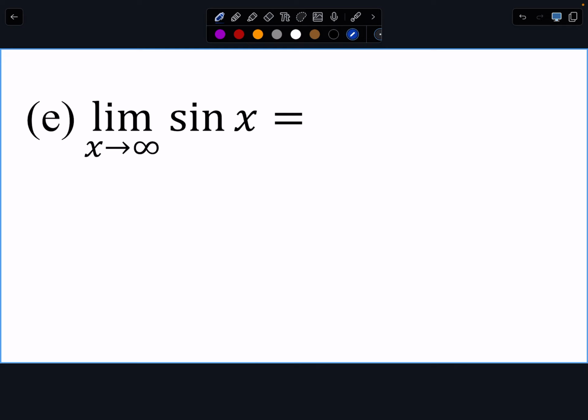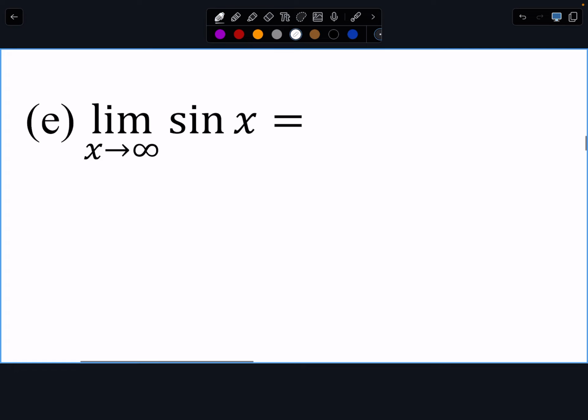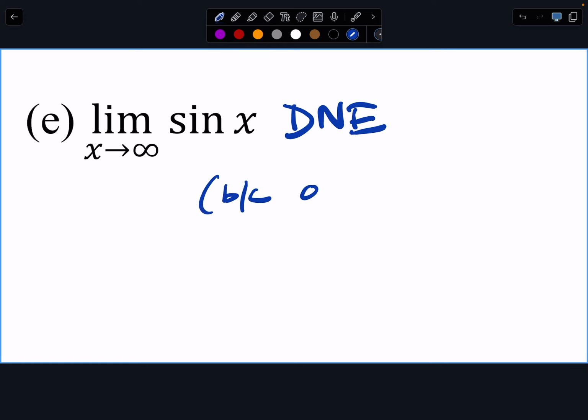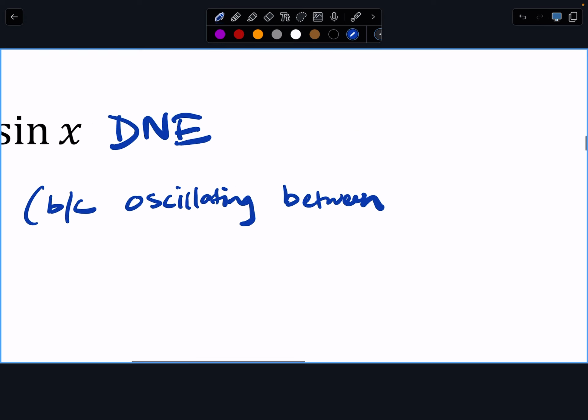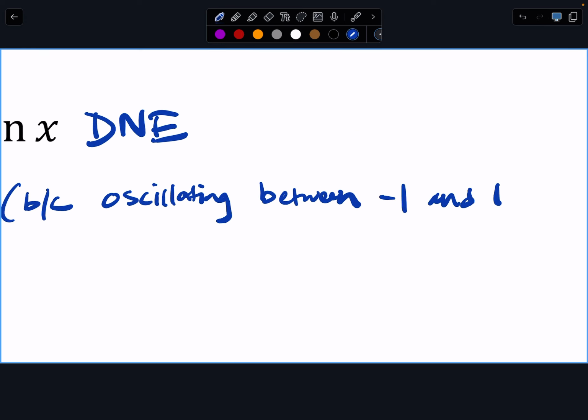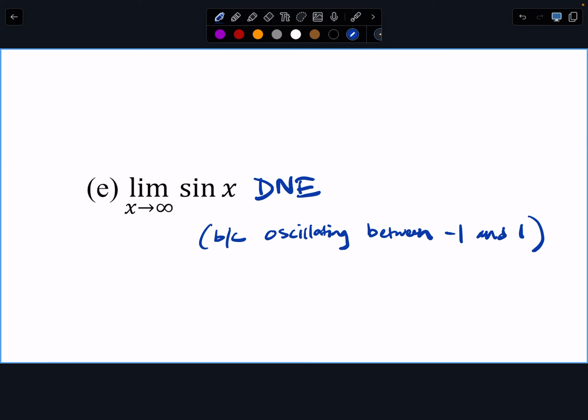So if sine is oscillating between -1 and 1, is there ever a way that you could determine one specific value that sine is approaching? No. Meaning all we can say is DNE, and that's because sine is oscillating between -1 and 1.